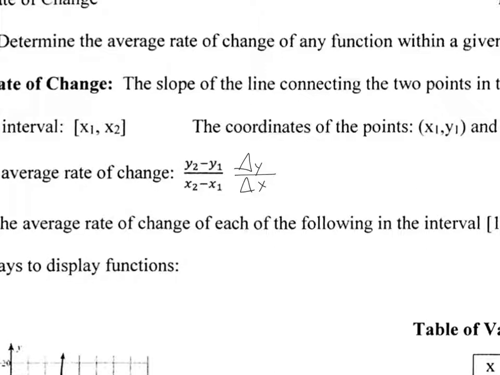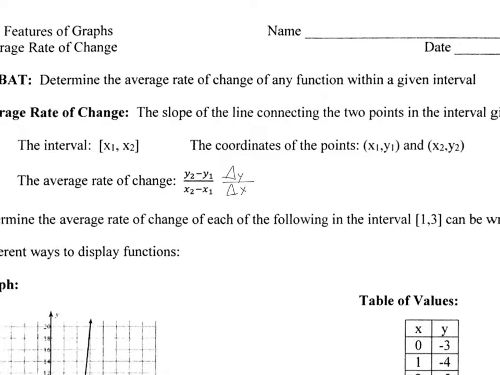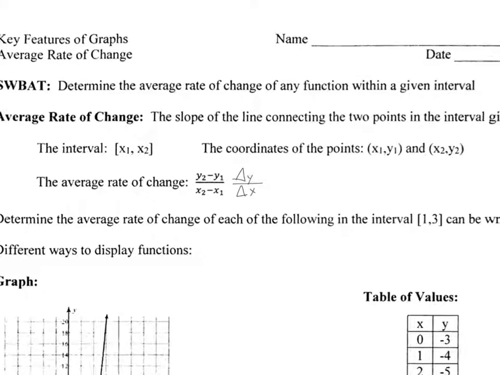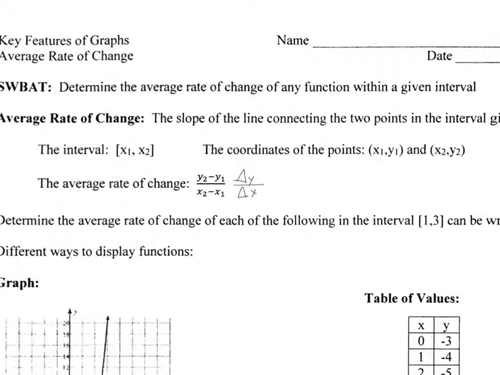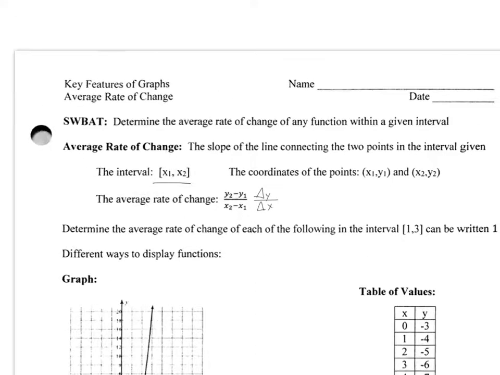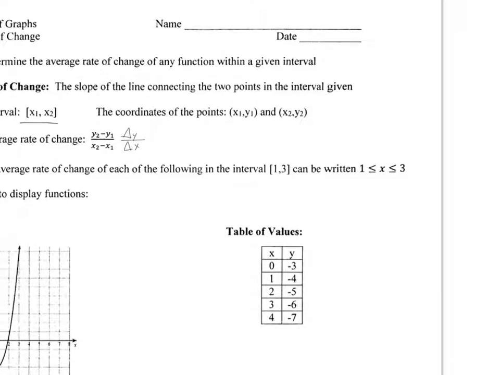So what we'll always give you when we're finding the average rate of change is what interval we want to find it in. So the interval is written like this, and they always give you the x values. The interval could also be written as an inequality, like this, or like this. These two mean the same thing.